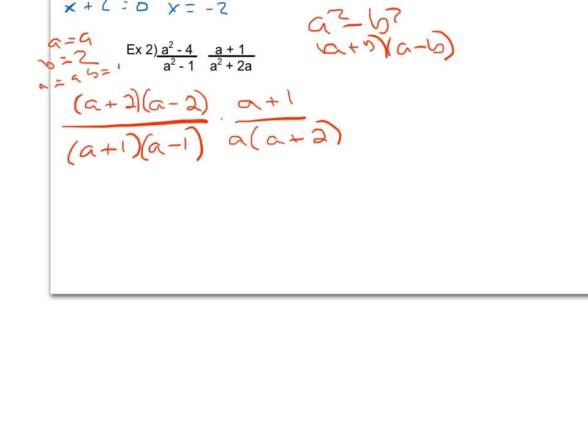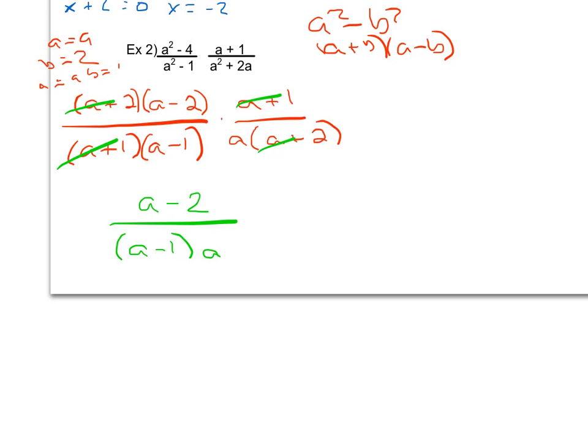Now that I've factored everything, I'm going to go ahead and cancel. Well, a plus 1 and a plus 1 cancel. a plus 2 and a plus 2 cancel. And it doesn't look like anything else cancels. Remember, I cannot cancel anything that is not a full factor. It has to have the entire factor in common, not just part of that binomial. So now multiplying straight across, I have a minus 2 on top, and that is it. And on the bottom, I have a minus 1 times a.